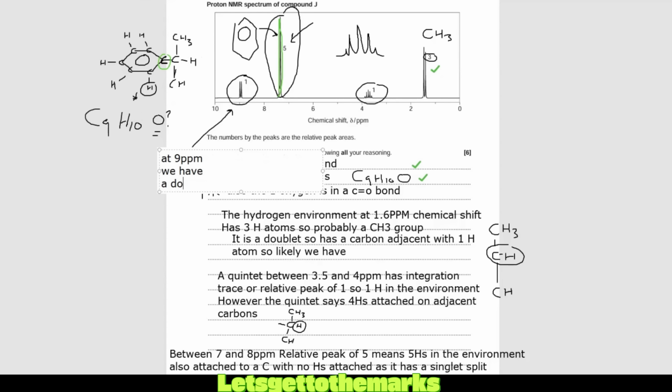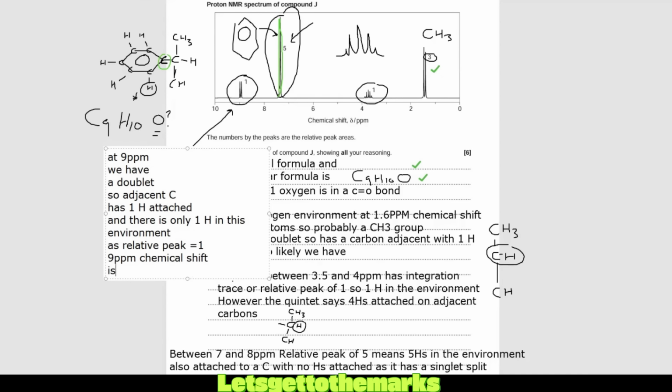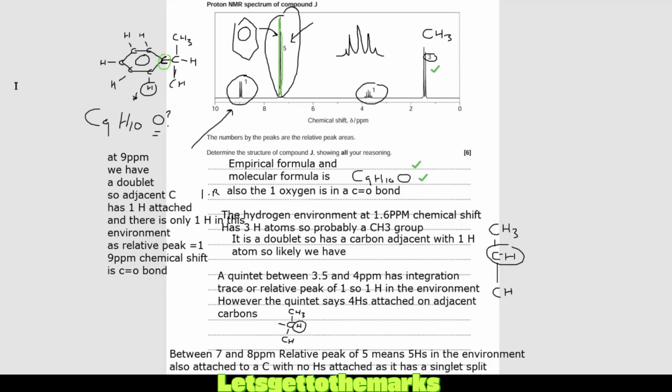So we go to here at 9 ppm. I mean, we can probably guess where the oxygen is right now, right? Considering we need a carbonyl group. But at 9 ppm, we have a doublet, which means that it is a hydrogen in an environment where adjacent to it is a carbon with 1H. And the fact that it has a relative peak of 1 tells us that it has 1H. Again, this is looking like our 2 CH groups. It's telling us that one of them is next to the other. We know which one it is. And also, if we look up 9 ppm on the chemical shift in our data book, we're going to find that it is the carbonyl bond.